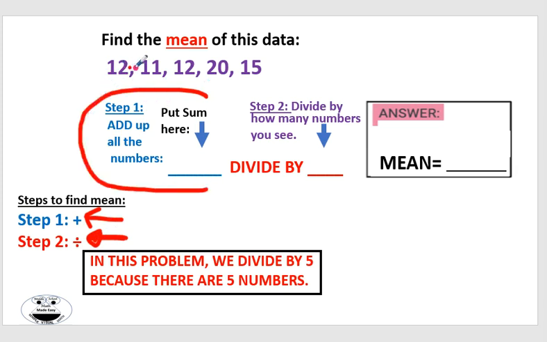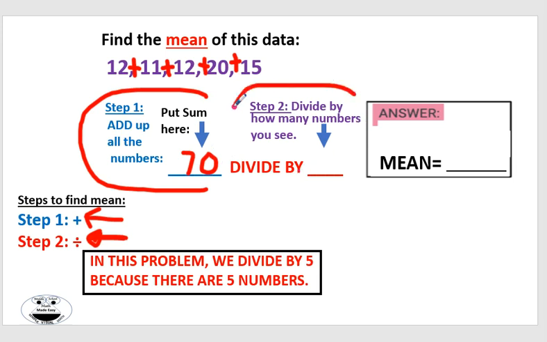So we're going to do 12 plus 11 plus 12 plus 20 plus 15. We're just going to add up all the numbers given to us, and we're going to either add them on paper or put them on a calculator, and I got 70, so I'm going to put the sum here. And now we're going to take 70, our sum, and we're going to divide by what number.